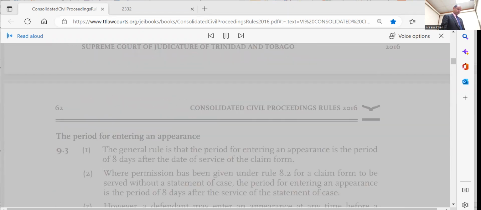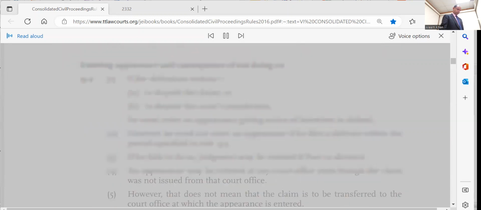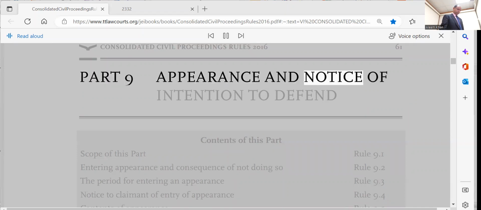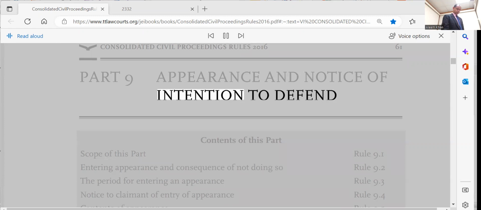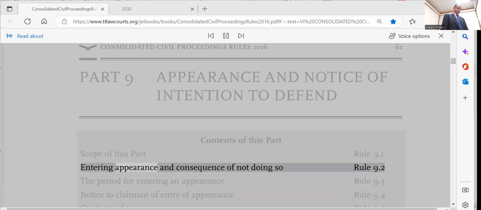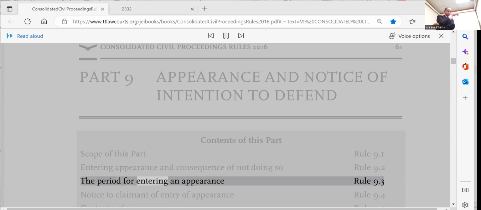Supreme Court of Judicature of Trinidad and Tobago, 2016. Consolidated Civil Proceedings Rules 2016-61. Part 9 Appearance and Notice of Intention to Defend. Contents of this part. Scope of this part. Rule 9.1 Entering appearance and consequence of not doing so. Rule 9.2 The period for entering an appearance.